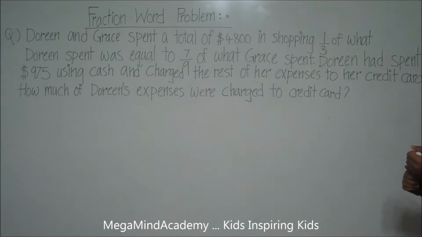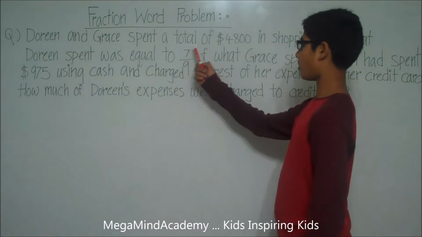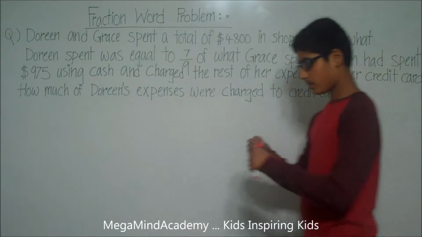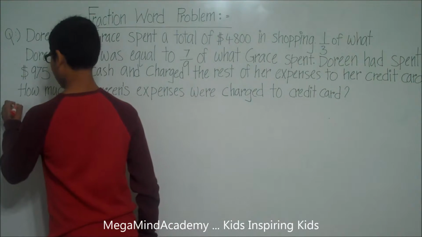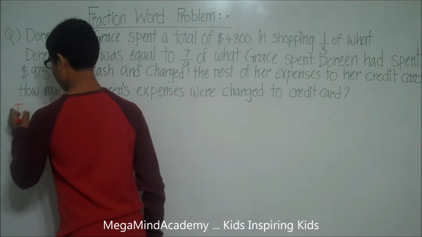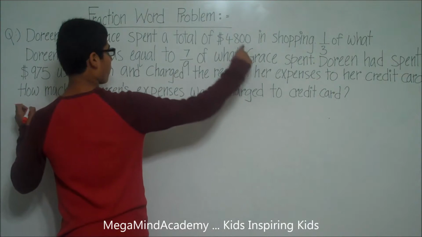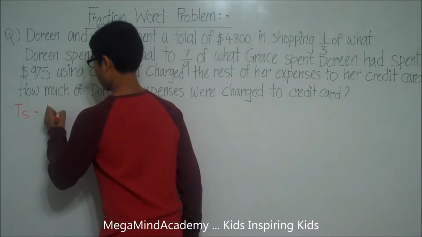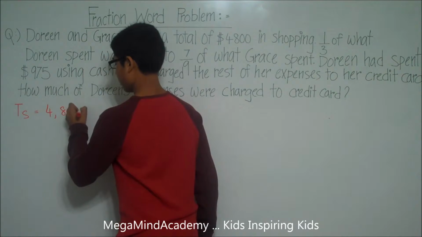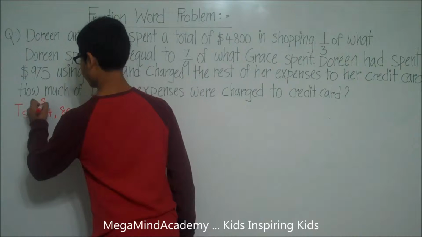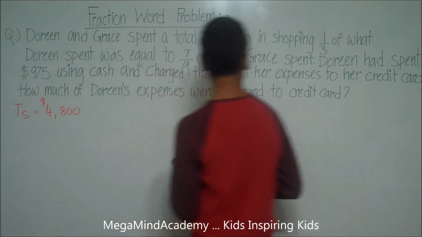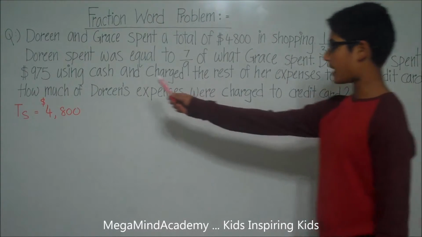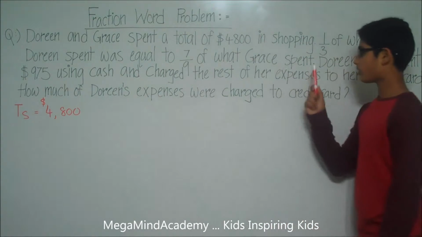Now, the problem states that Doreen and Grace spent a total of $4,800. So total spent, T for total, S for spent, is equal to $4,800. The problem also states that 1/3 of what Doreen spent was equal to 7/9 of what Grace spent.